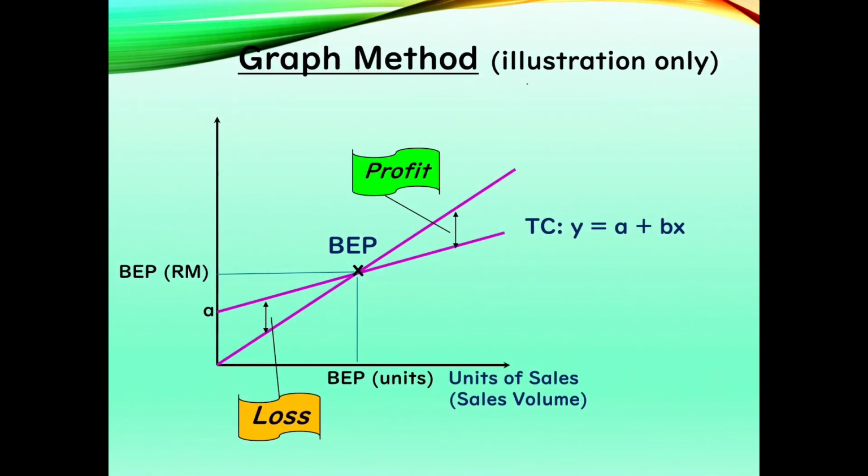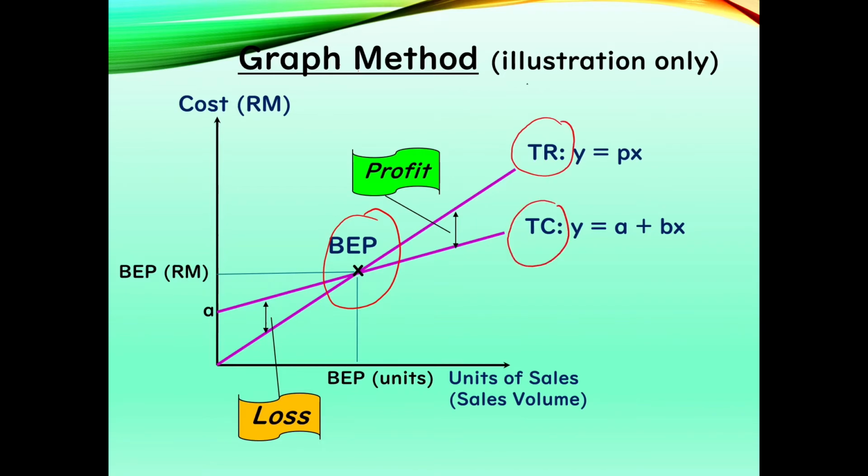By using the graph method, BEP is the intersection between the total revenue graph and the total cost graph. The intersection divides the graph into two areas. The lower part of the graph is the loss area, whereby the upper part of the graph is the profit area.